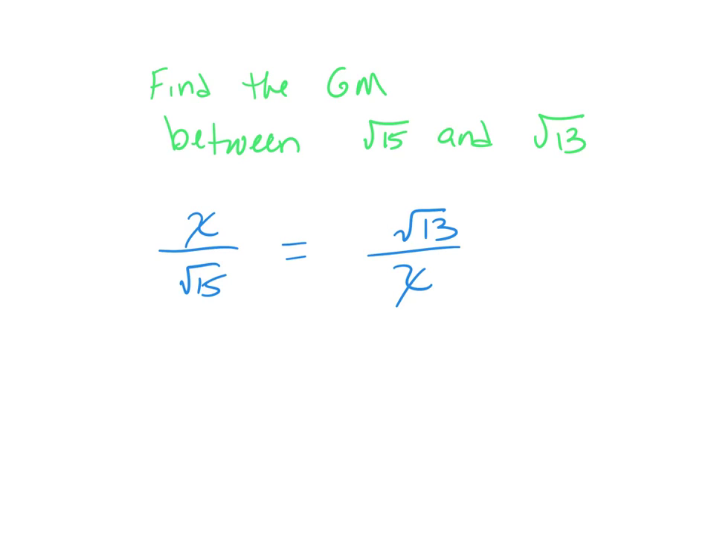So here you have the square root of 15 and the square root of 13. When you cross multiply the square root of 15 times the square root of 13, you're going to leave that number on your screen. It's going to be a long number. Just leave it on your screen.